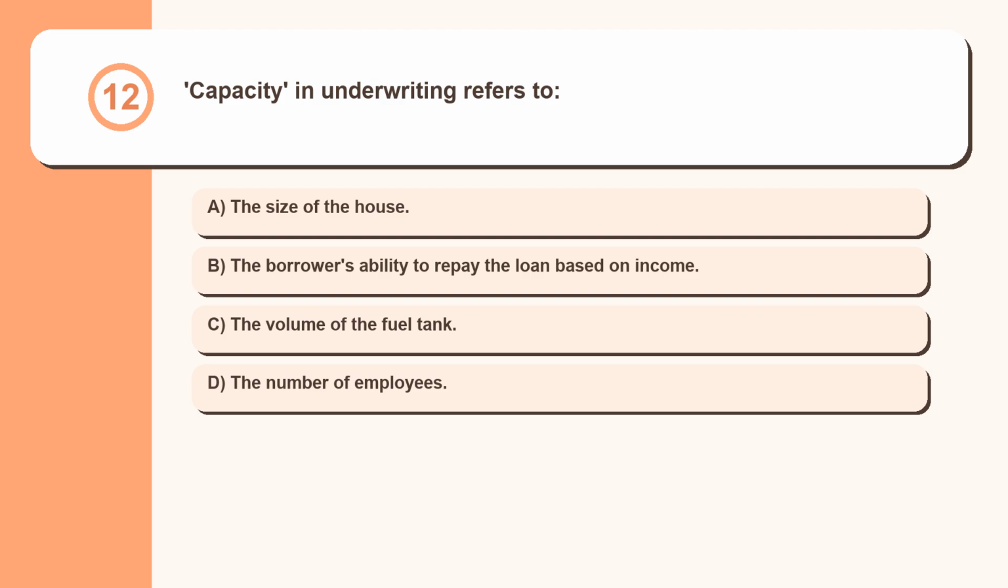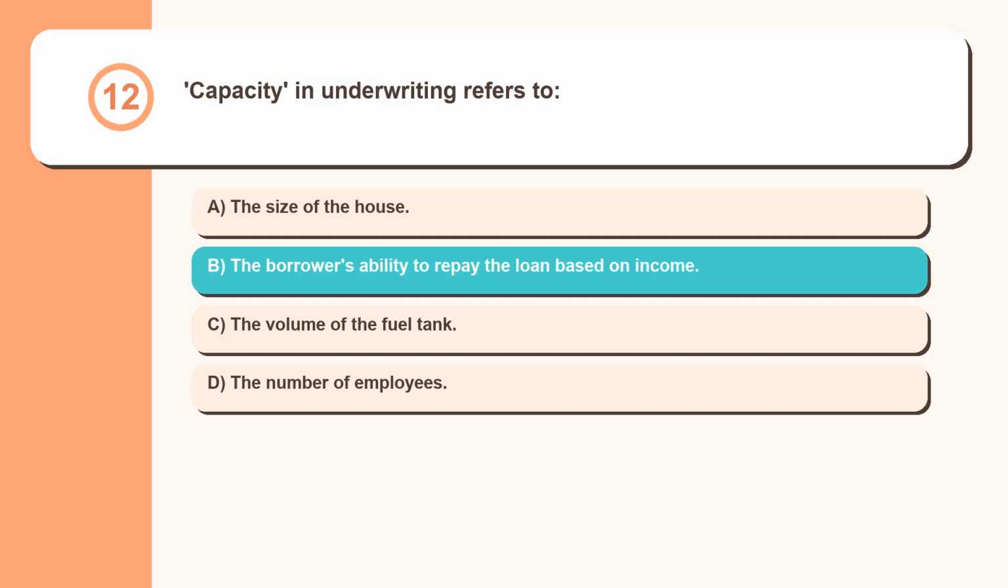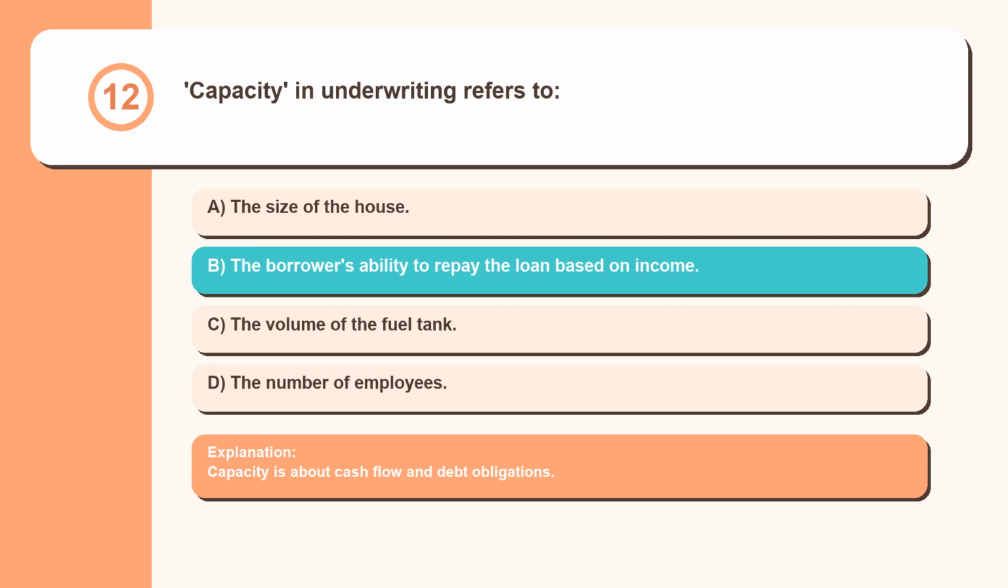Question 12. Capacity in underwriting refers to the size of the house, the borrower's ability to repay the loan based on income, the volume of the fuel tank, the number of employees. Capacity is about cash flow and debt obligations.